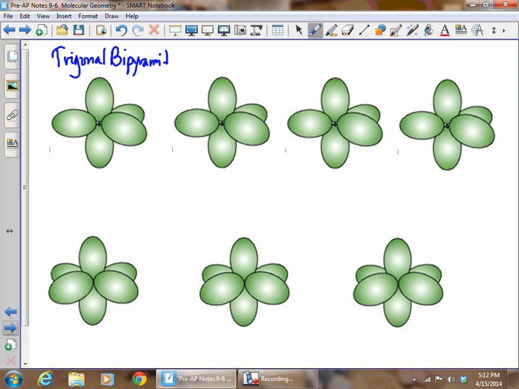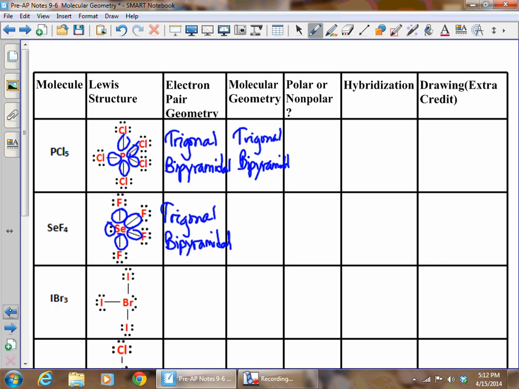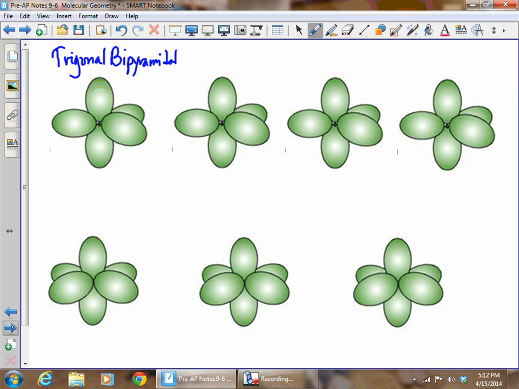The next structure, however, we have the selenium. If you remember, the structure was SeF4. We have the selenium in the center. We have F here and F here. And in this particular case, when we have trigonal bipyramidal, the lone pairs always form on the equatorial positions first.